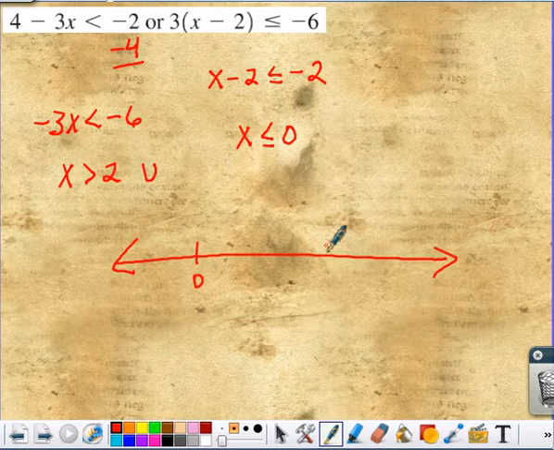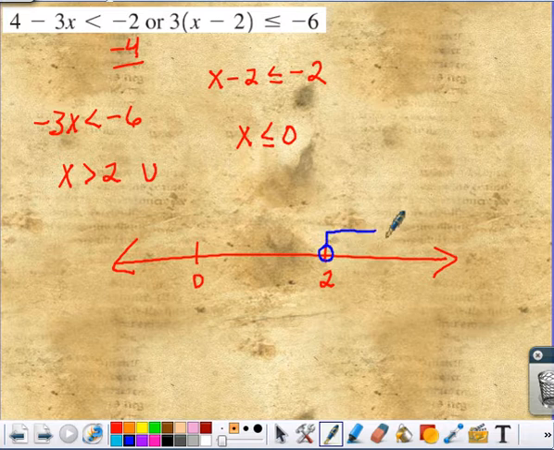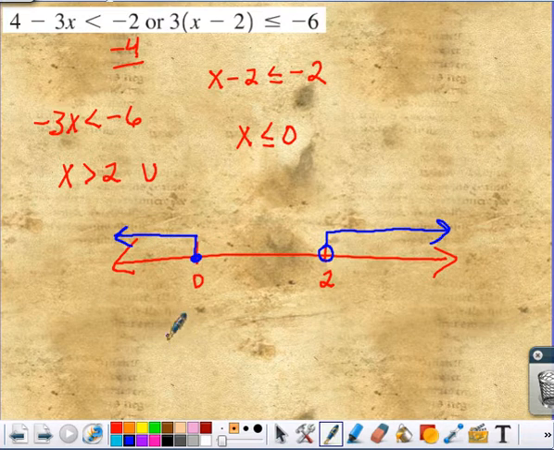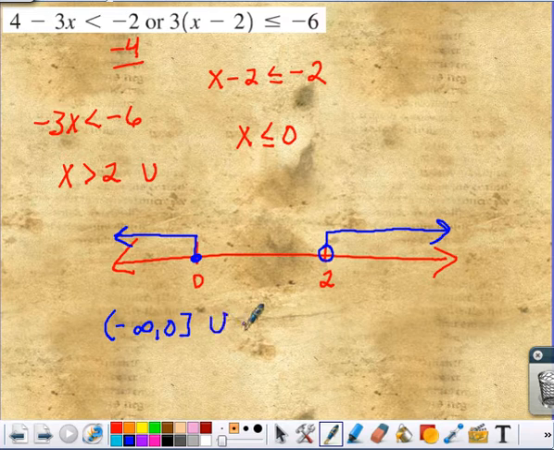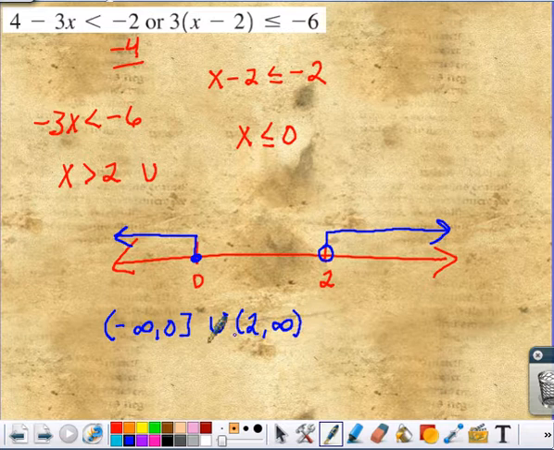Here's 0. Here's 2. We're going to union all the numbers greater than 2. There's all the numbers greater than 2. We're going to union that with all the numbers less than or equal to 0. So that would be all the numbers from negative infinity up to 0, including 0, along with all the numbers from 2 to positive infinity.